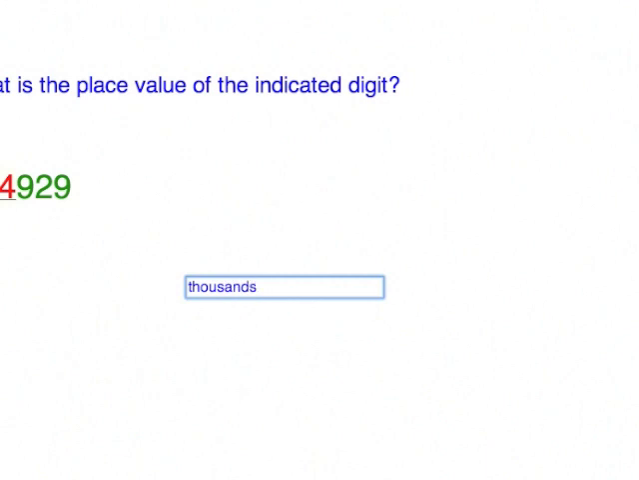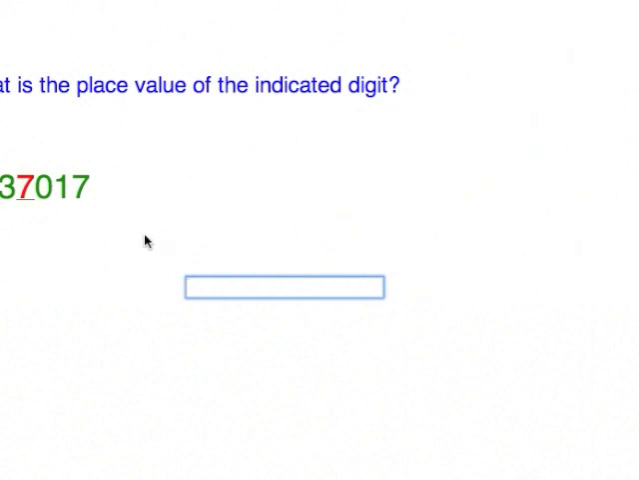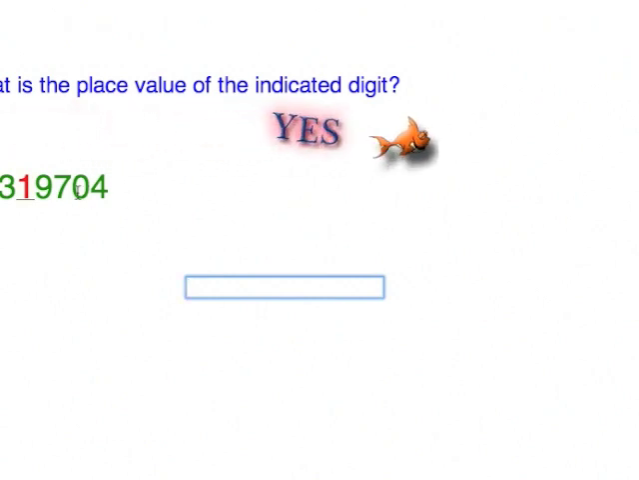So what is the place value of the indicated digit? We're looking at the 8, and it's in the ones place. Ones place. So ones, tens, hundreds, thousands. Okay. Ones, tens, hundreds, thousands, 10,000s.